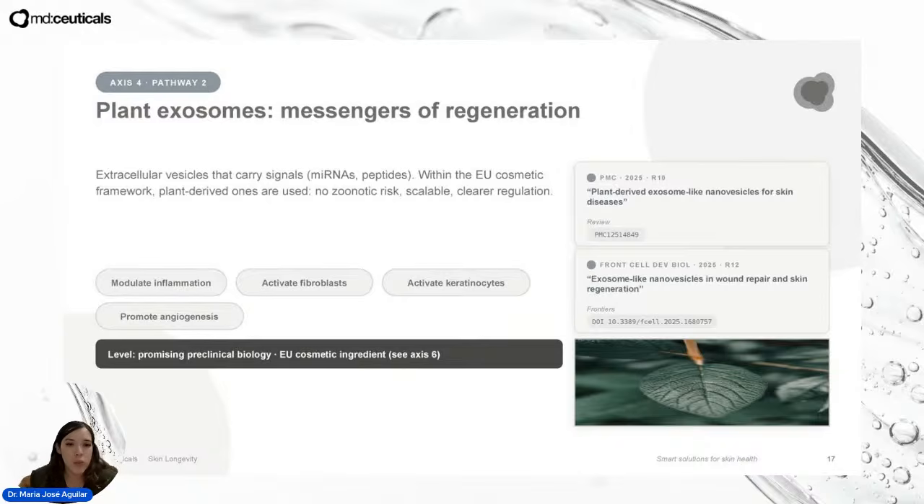Another popular ingredient is the exosomes and the plant-derived exosomes. In the case of the plant exosomes, this is going to be the messenger that directly activates the activity of our cells. So we have the energy of the sirtuins, then we have the energy of the NAD, and then we need the activation. We need to move those cells.